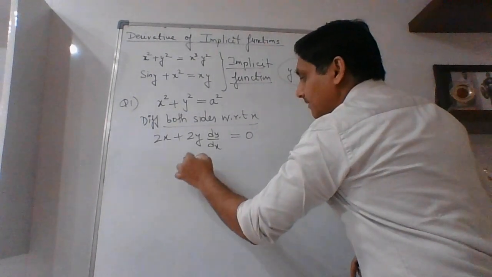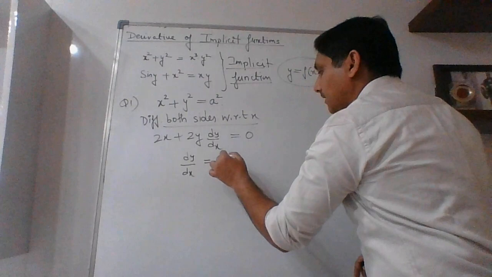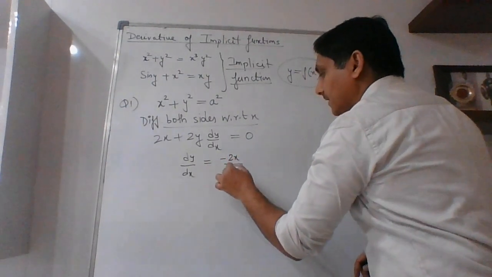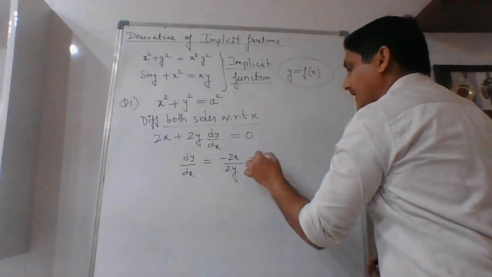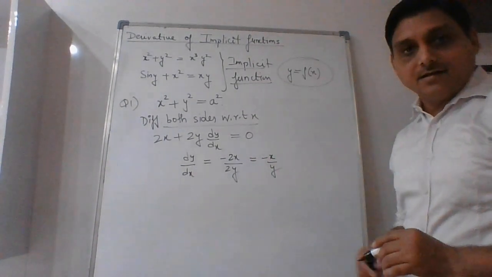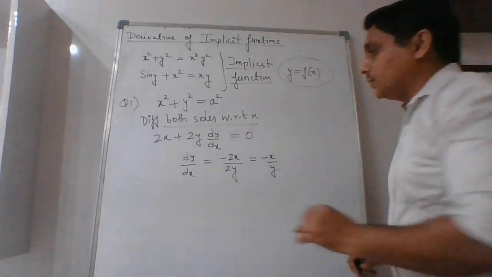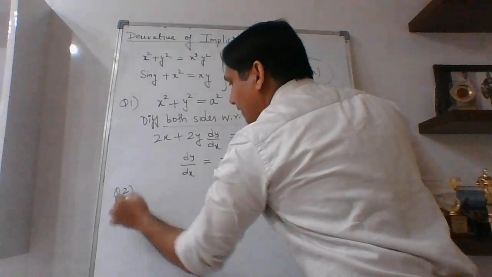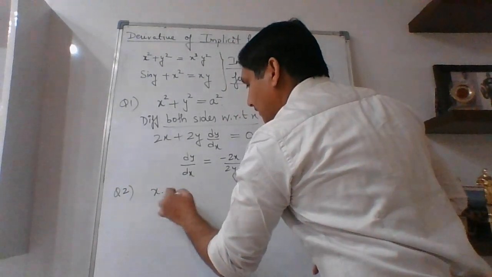So after this it's a matter of calculation. Just you will write dy upon dx is equal to this expression. So finally you will get minus x upon y as the answer. So this is one example. Now let me consider one more example.